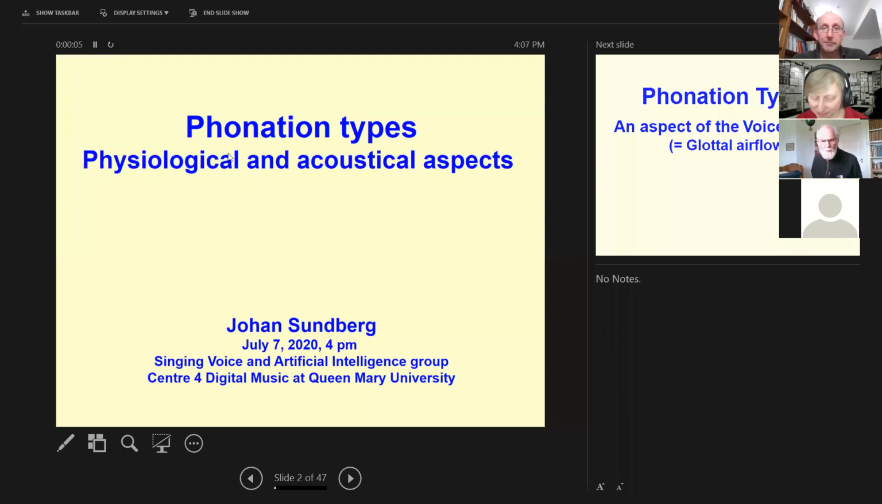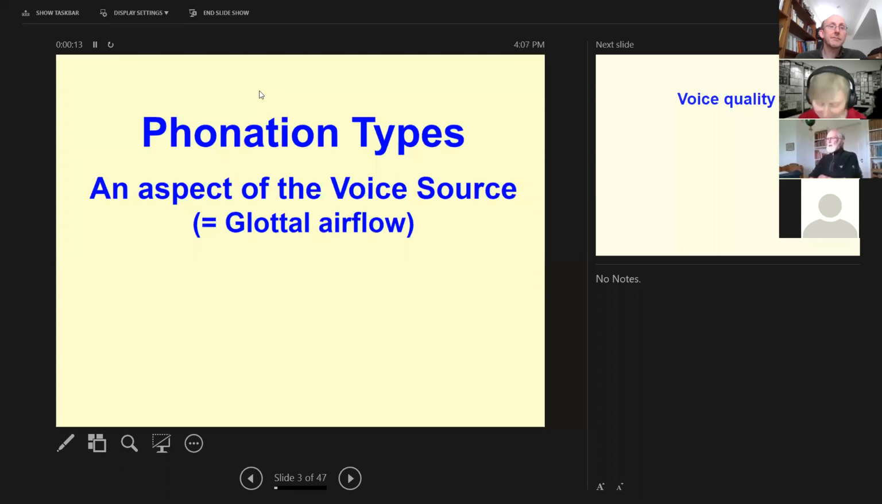Okay. Phonation types and some physiological and acoustical aspects. So phonation types is an aspect of the voice source. Phonation is something that happens in the glottal area, and the voice source is a name for the glottal airflow, the pulsating airstream through the glottal slit.